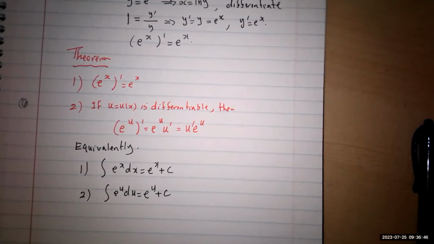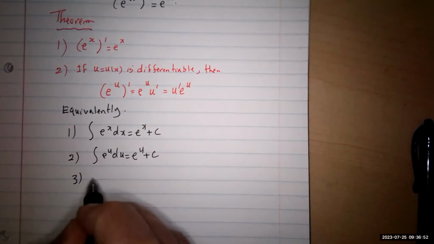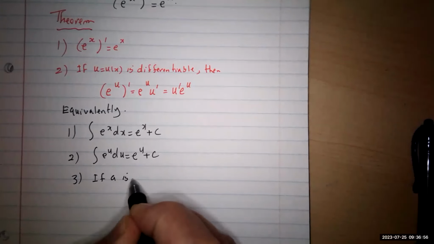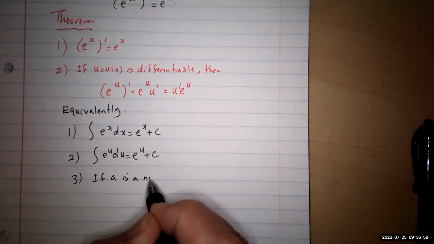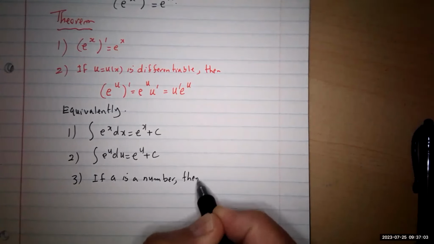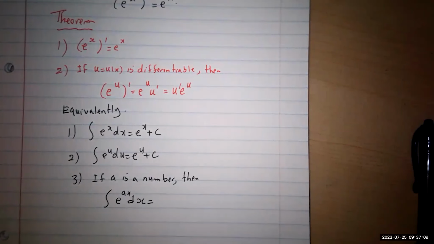There is a special case that we use in application. If you know this formula, it would be helpful for you. You see this third one? If a is a number, then the integral of e to the ax dx. You see, the exponential function never changes, that gives e to the ax.